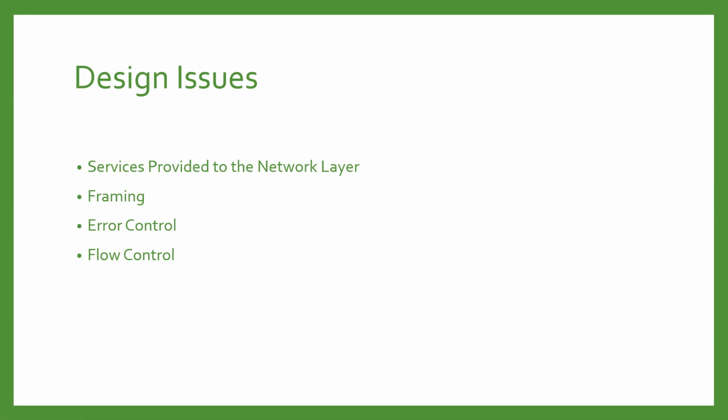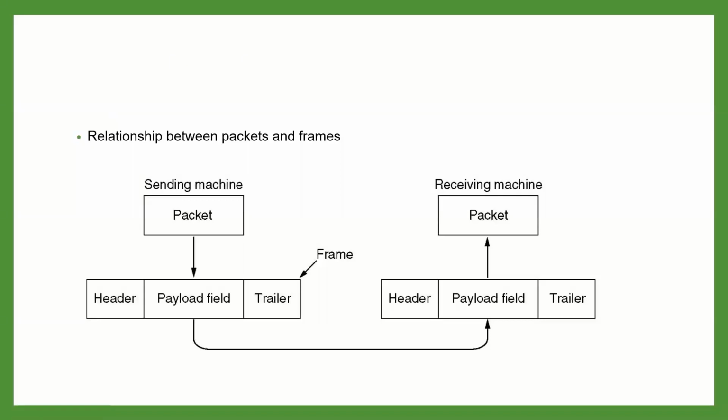To accomplish these goals, the data link layer takes the packets which are coming from the network layer, and it just encapsulates them into frames for the transmission. Each frame contains, as you can see from the diagram, a packet coming from the upper layer, that is the network layer, and that will be converted into frames in the data link layer. Each frame contains a frame header, a payload field for holding the packet, and a frame trailer. So this is a simple diagram of the relationship between packets and frames.